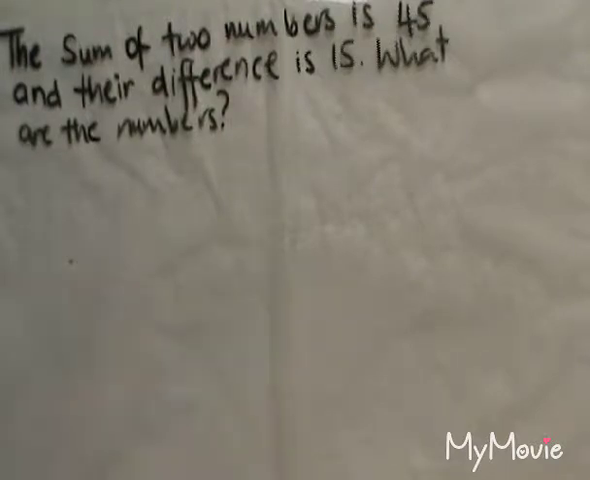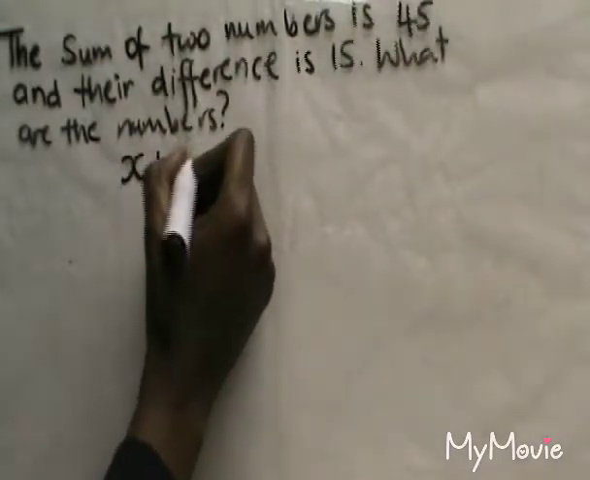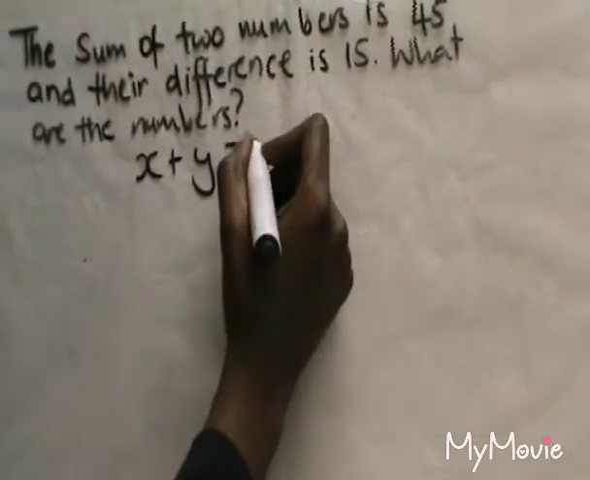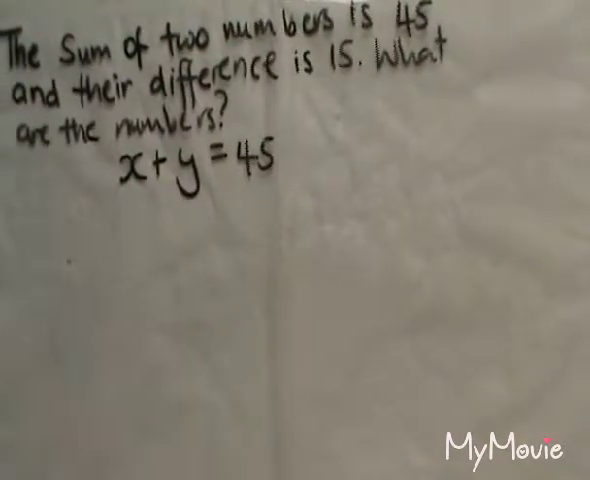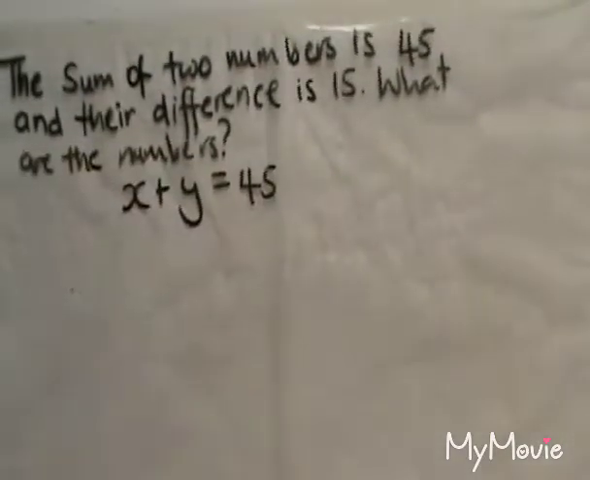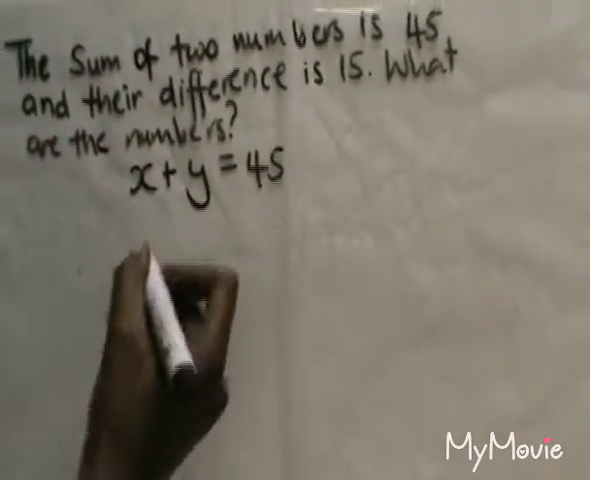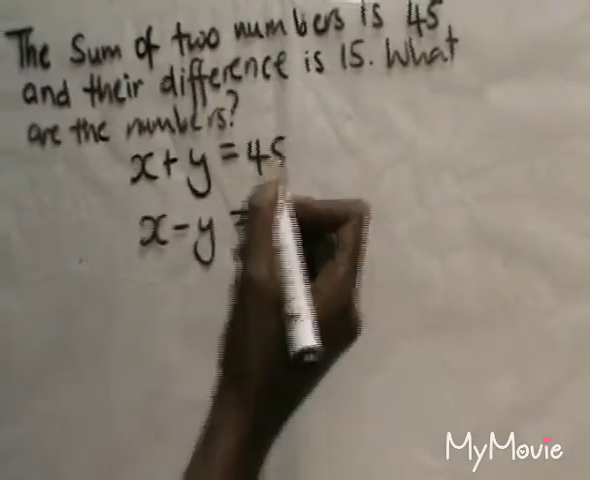Alright, so with Cramer's rule, we just need a system of linear equations. So we have two numbers whose sum is 45, so we can call the numbers x and y. So I have x plus y is equal to 45, because sum means when I add the numbers, you are adding numbers together. Okay, and then it says that their difference is 15. With difference, we are subtracting. So difference, x minus y, is equal to 15.